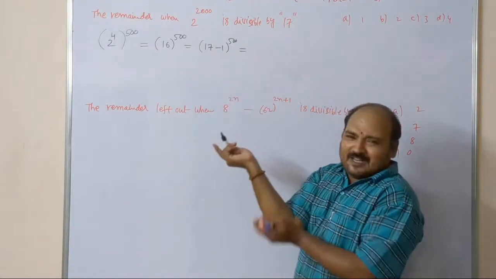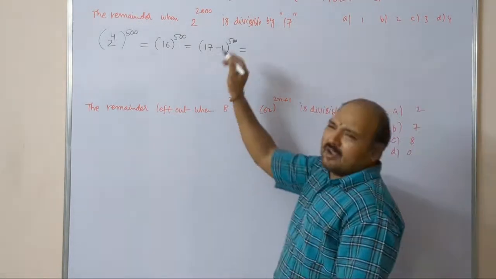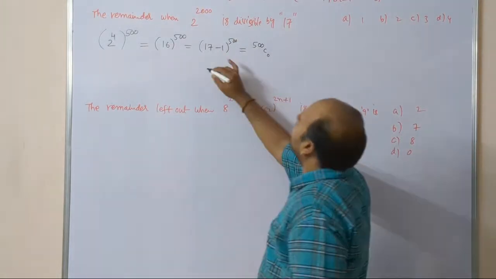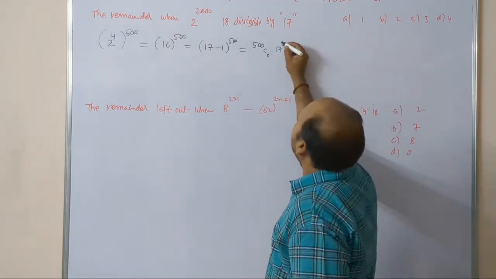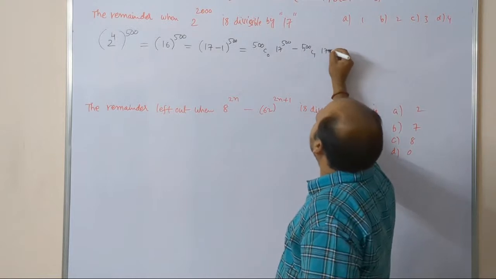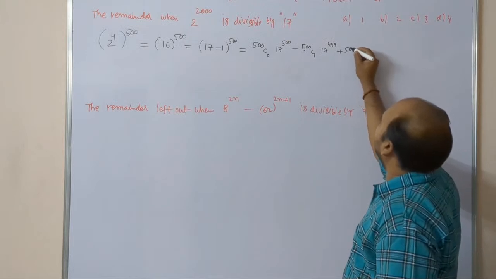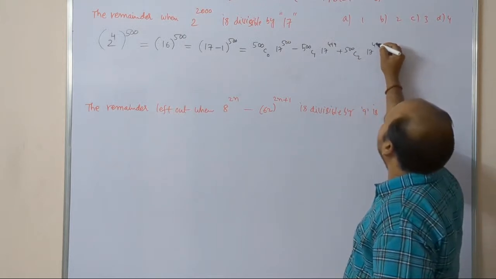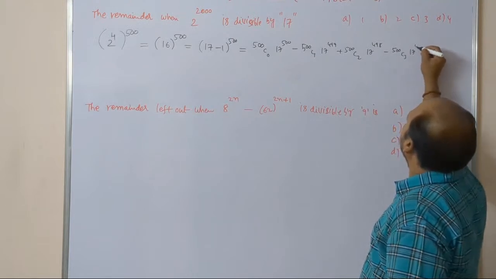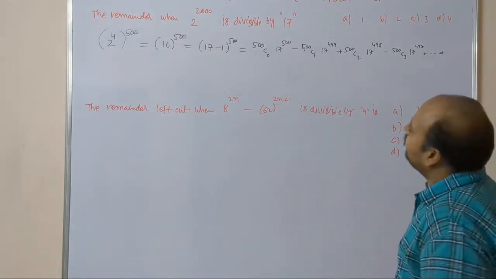Otherwise, 1 minus 17 also we can write it. Whole power 500, an even number, means it is easy. But according to this only we will follow. 500C0, 17 power 500, minus 500C1, 17 power 499, plus 500C2, 17 power 498, minus 500C3, 17 power 497, plus, and so on. The last term, what will come?